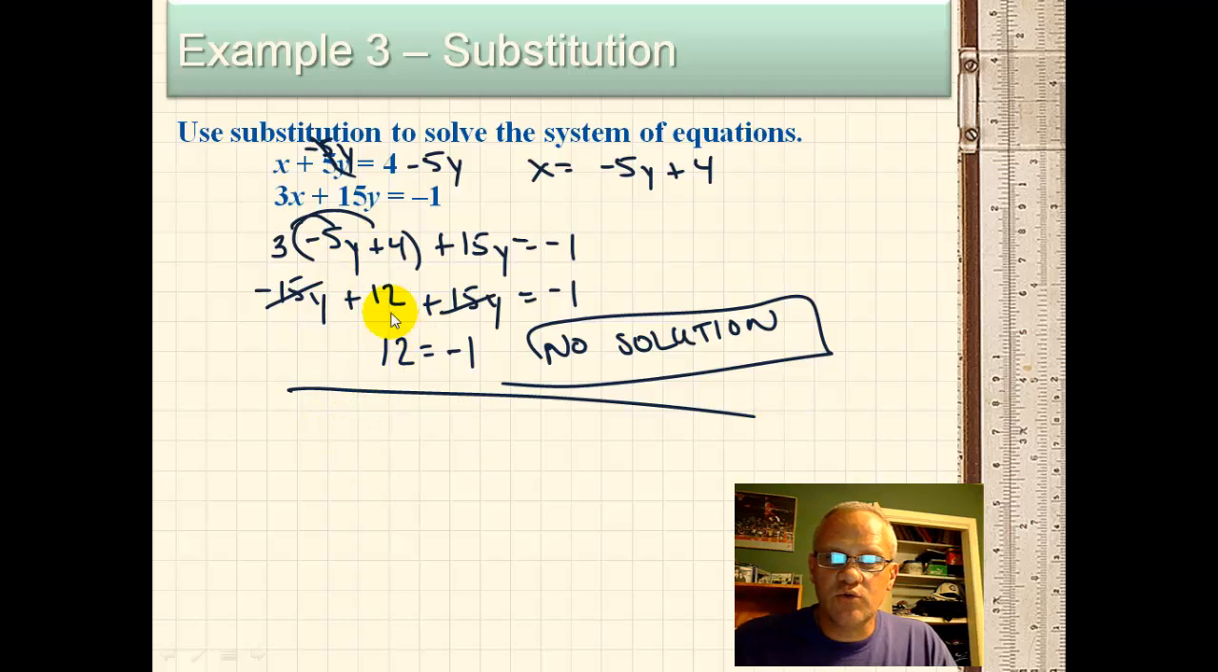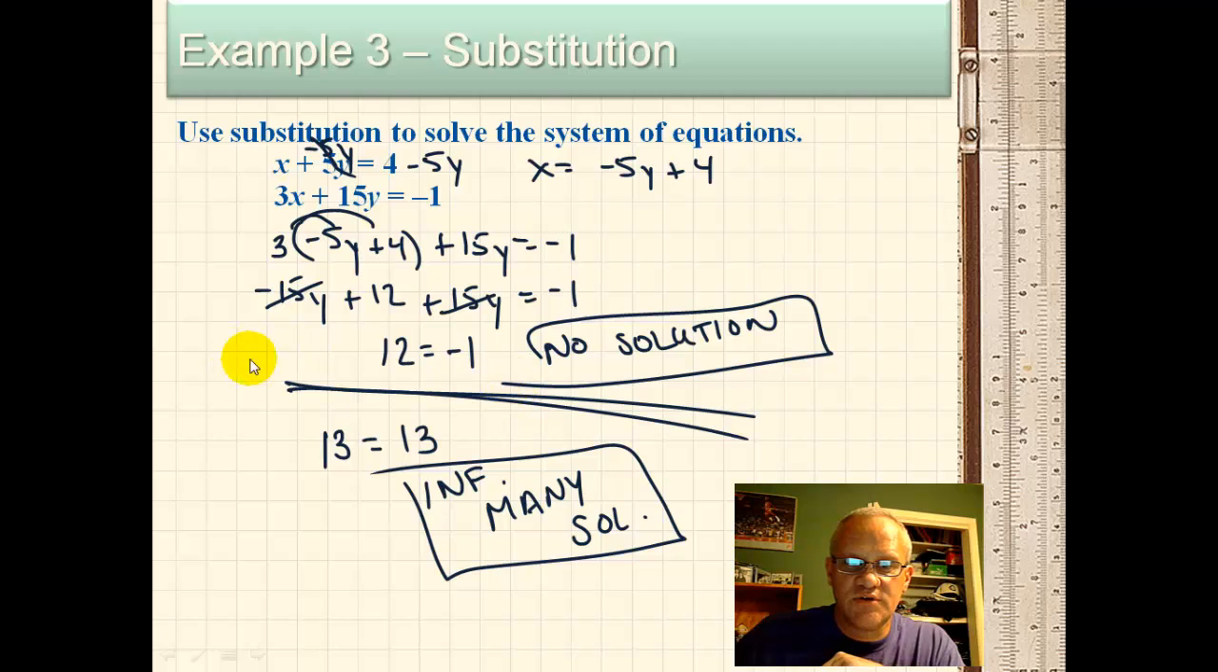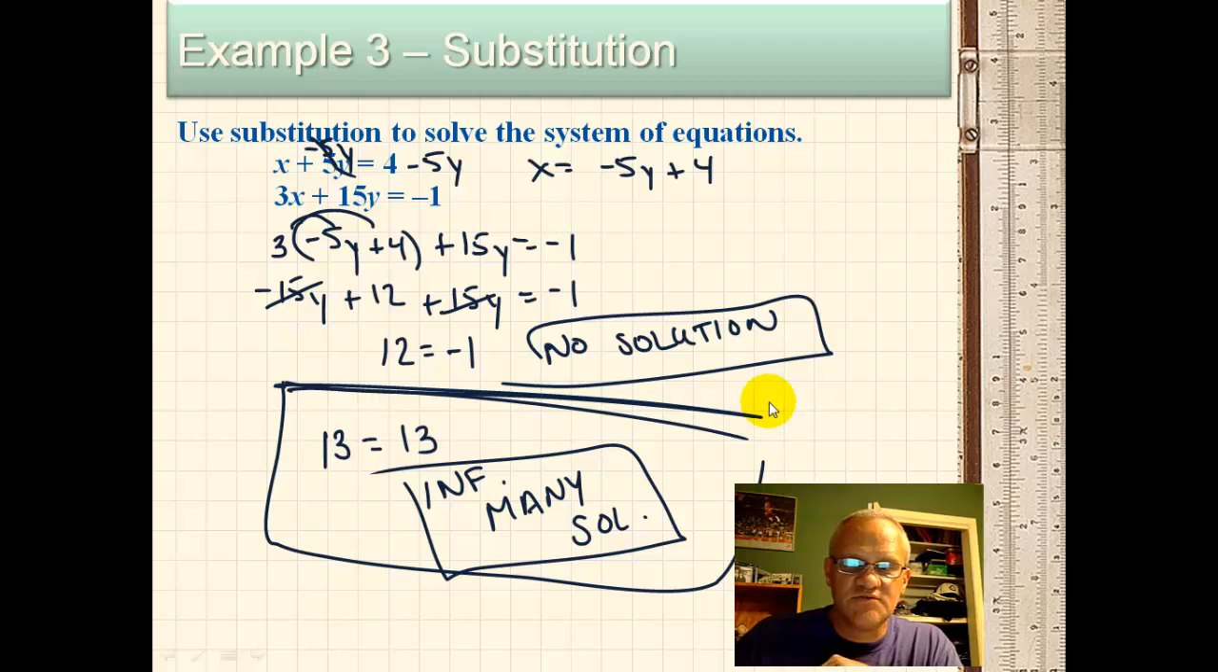If I worked something else out here, and let's say I end up with 13 equals 13. Well, if I got something like that, that's true. 13 will always equal 13. So this is where we would say infinitely many solutions. So those are the two other things you could get. If they don't equal, no solution. If they do equal, infinitely many solutions. Okay? Just notice here, I've drawn a line between these, so this is not the same equation. This is a totally different example here, in case you get confused.